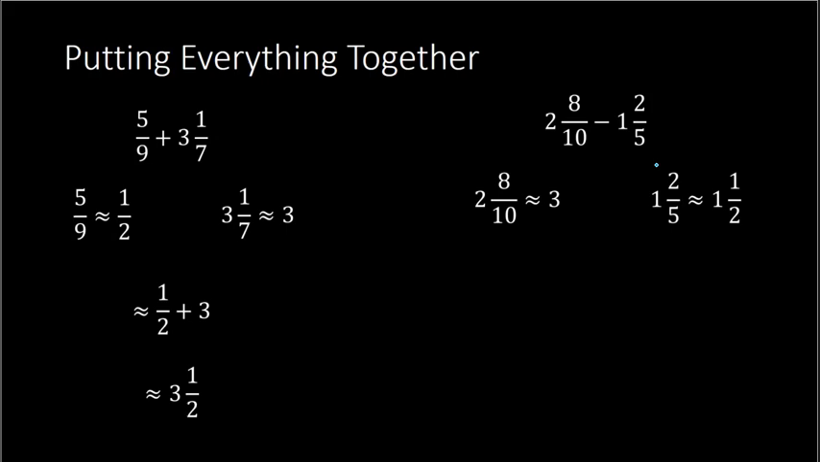And then from here we subtract. So we take 3, our rounded number, minus 1 1/2, our other rounded number. And so 3 minus 1 would be 2, and then take away another half, that'd be 1 1/2. So your final answer would be 1 1/2 if you round it.